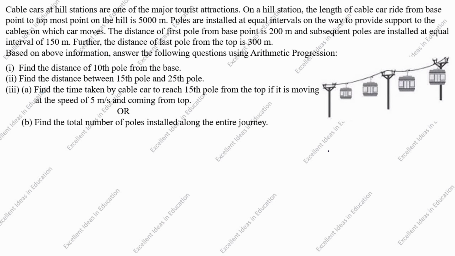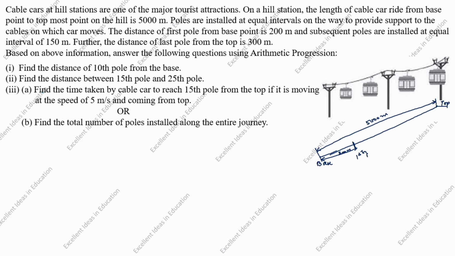This is the base point to the top of the hill. This length is given as 5000 meter. This is base. Here is top. The distance of first pole from the base point is 200 meter. This is the first pole from the base point. This is given as 200 meter.